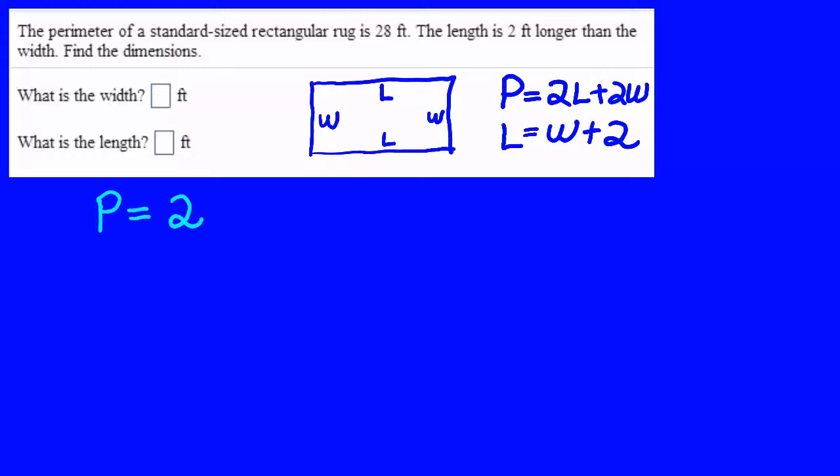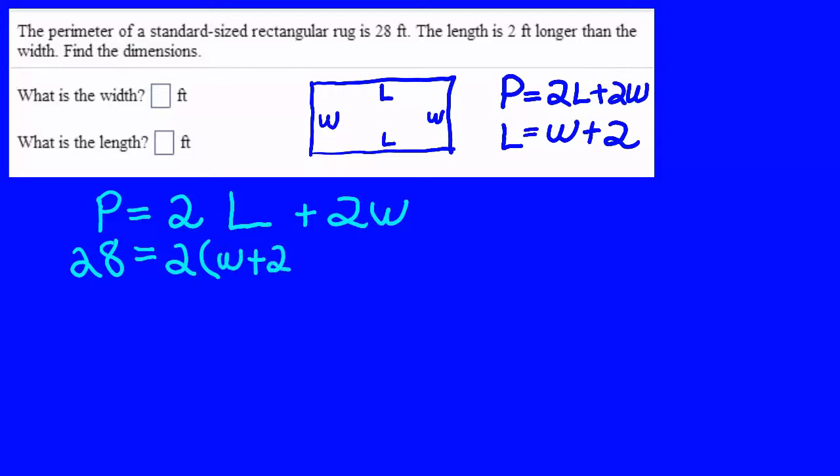P equals 2L plus 2W, but remember that L is W plus 2, and the perimeter is 28 feet. So we'll say 28 equals 2 times, parentheses, W plus 2, that's what the length equals, and then add another 2W. So we've stuck with the formula.